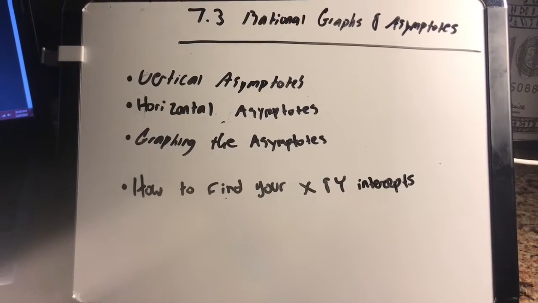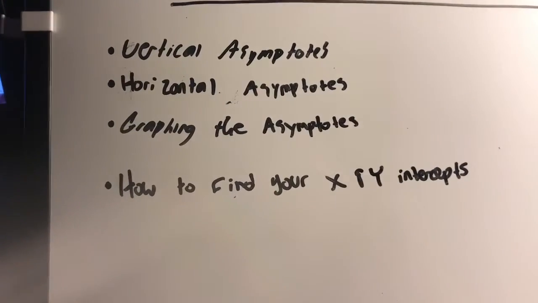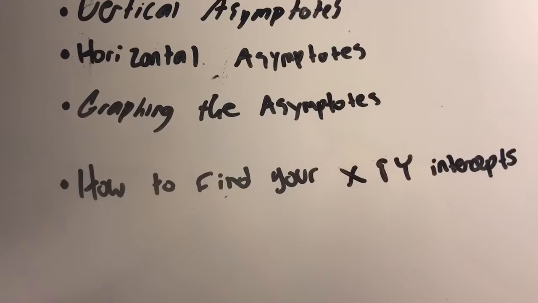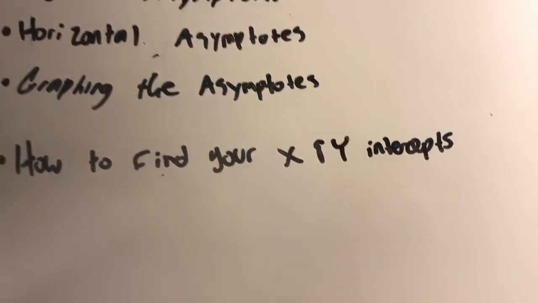Rational Graphs and Asymptotes, Chapter 7, Section 3. We'll be learning how to find vertical asymptotes, horizontal asymptotes, graphing asymptotes, and how to find your x and y intercepts.